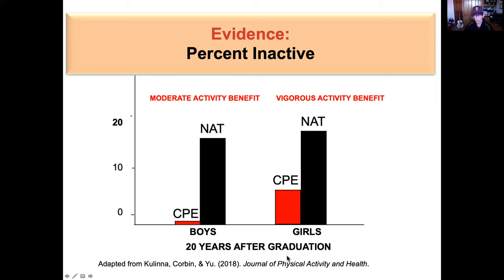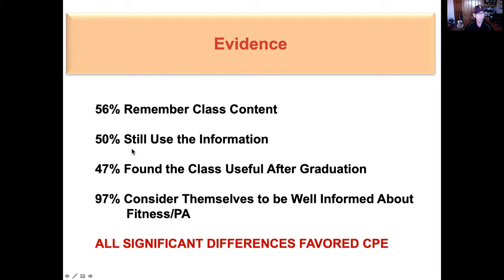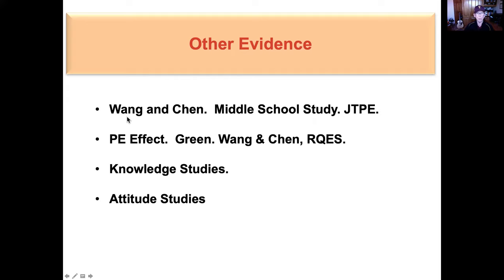So three studies in the PAT project show that this type of approach works. Furthermore, 20 years later, those adults said 56% remembered the class, 50% still use the information, 47% found the class useful after graduation, and 97% considered themselves to be well-informed about fitness and physical activity, and all significant differences favored CPE. There's other evidence, the middle school study in Journal of Teaching Physical Education, that it works. The physical PE effect of Green, Wong, Chen, and others, knowledge studies and attitude studies, and these can be found at the Fitness for Life website if you're interested in more.